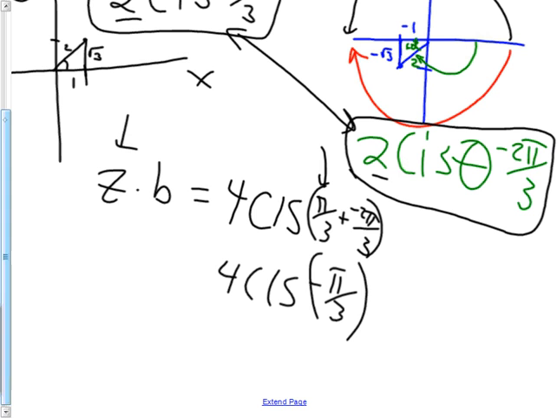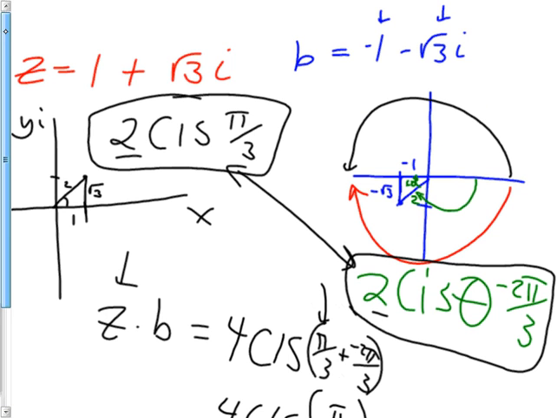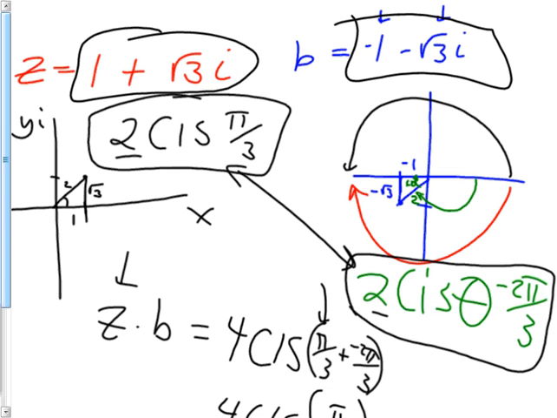If I had said to multiply these and you chose to do it in their rectangular forms, could you multiply these two numbers? Sure you could. You'd have to FOIL them. First, outside, inside, last. It would be long and complicated, lots of algebra, and you'd have lots of chances to make little mistakes. This is way easier to do in polar form.